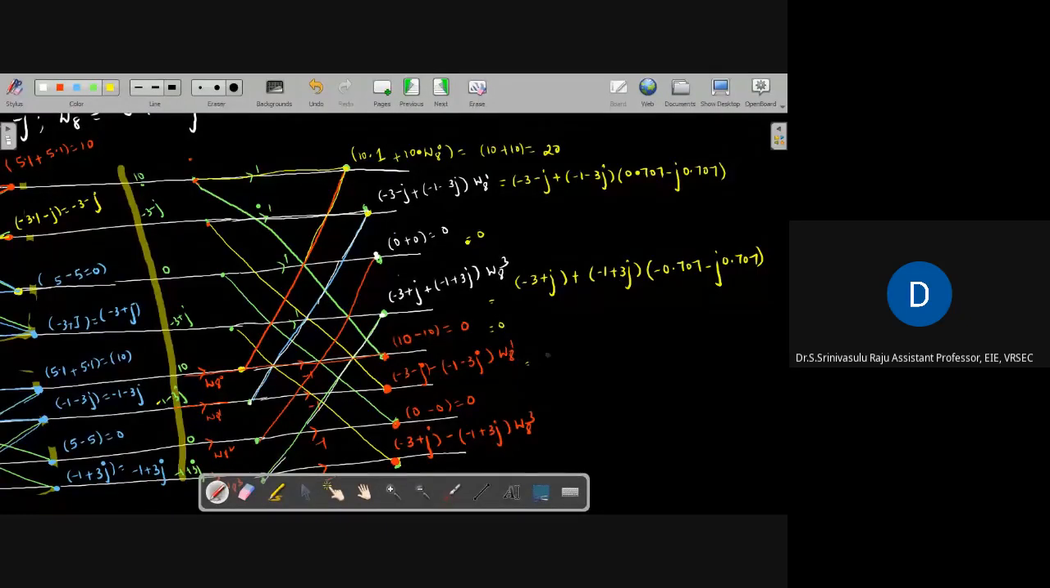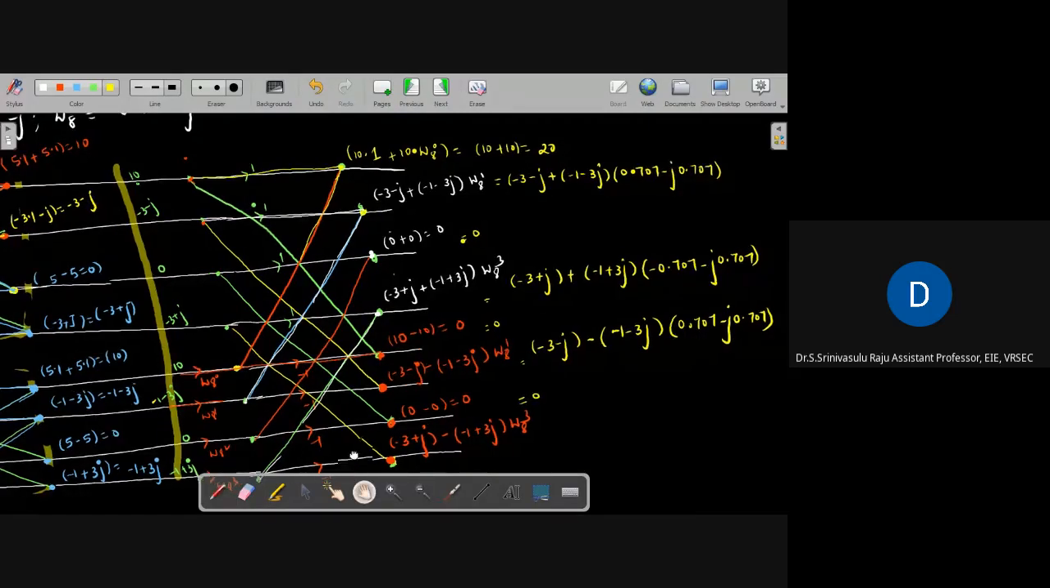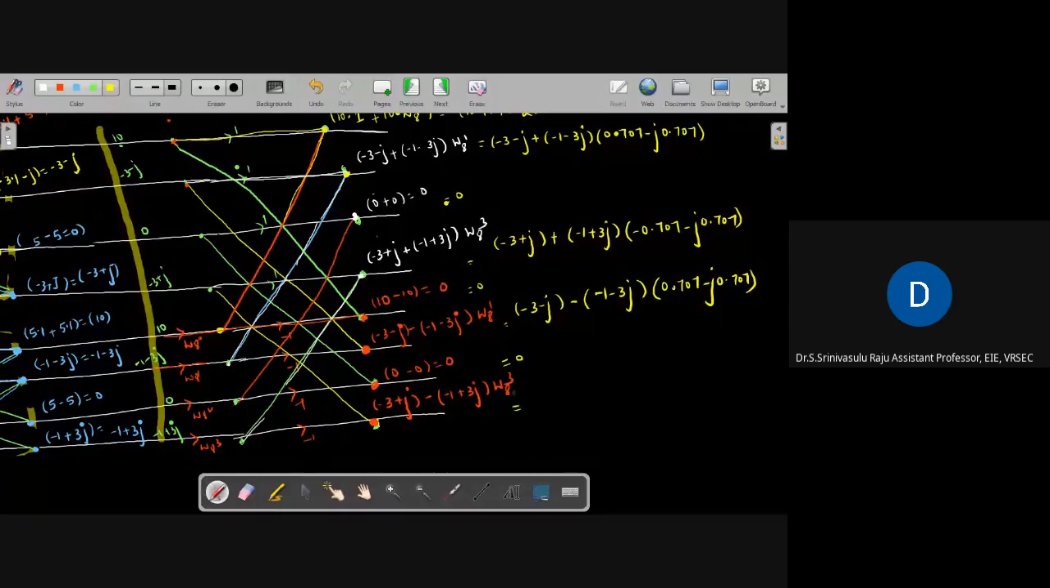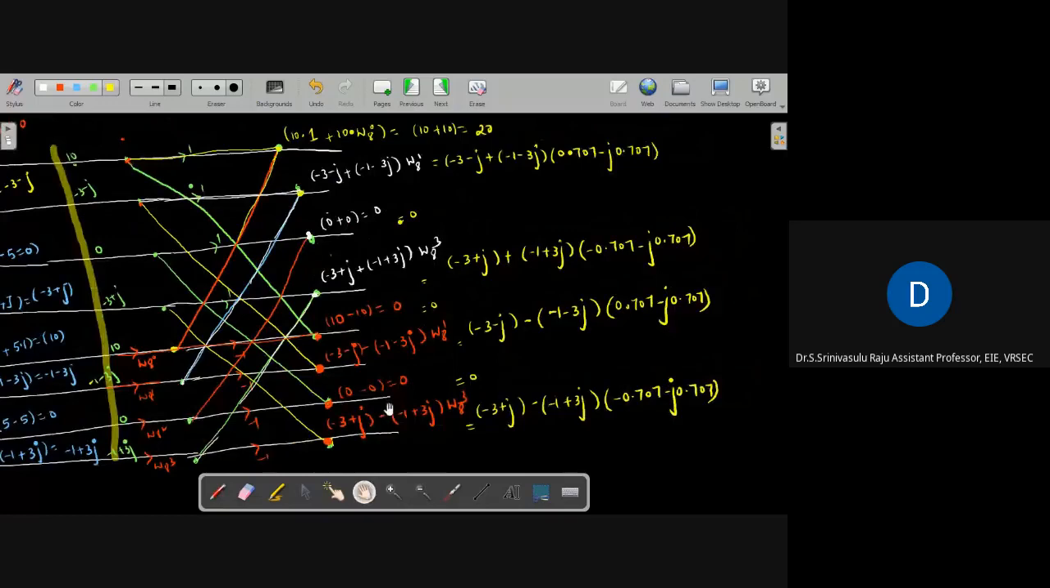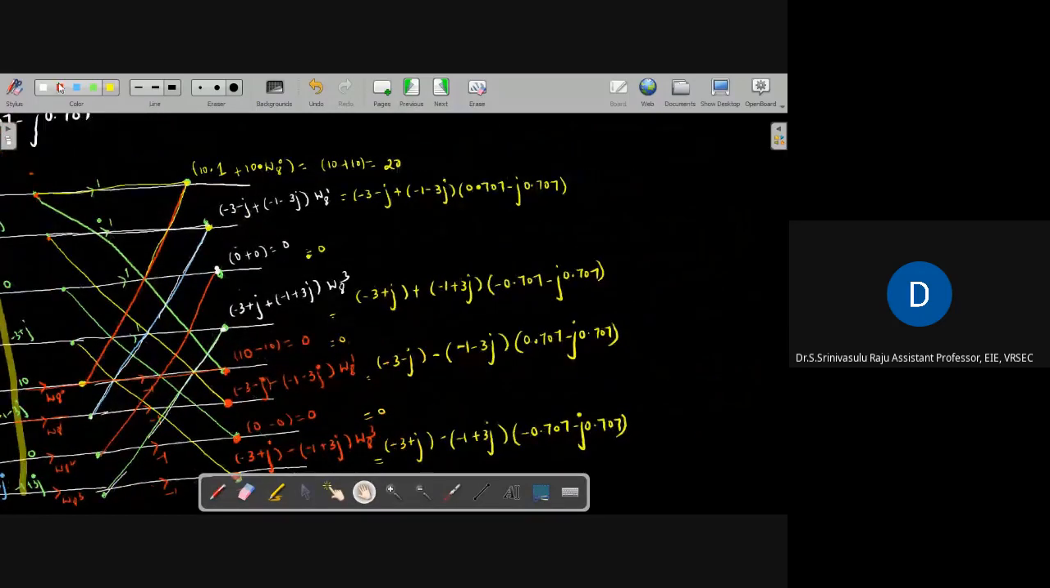Similarly 0, and here -3 minus j minus of (-1 minus 3j) multiply with W8 of 1, (0.707 minus j0.707). And here 0. And here it is 0. And here in this case, -3 plus j minus of (-1 plus 3j) multiply with (-0.707 minus j0.707). So these are the values. If you simplify this one, I am just stating the simplified answer.